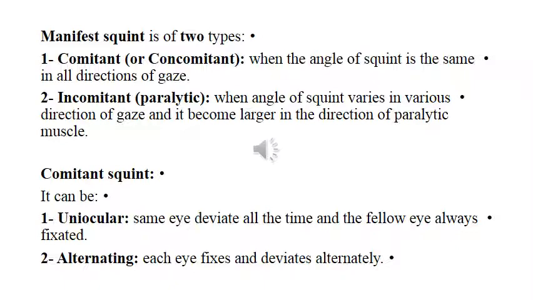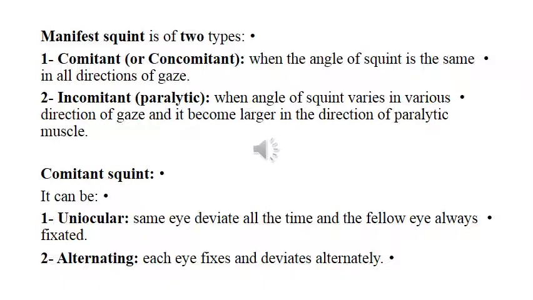While in alternating squint, the deviation can occur in the right eye, then it will happen with the left eye, then it will turn with the right eye, and so on. It's alternating. So uniocular and alternating come under concomitant squint, while in paralytic squint it depends on the underlying pathology and which nerve is affected.